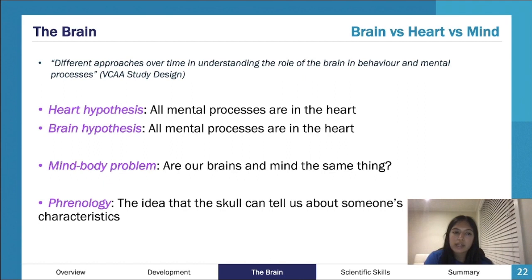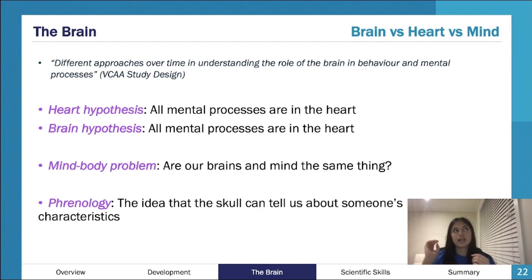So we're looking at our study design dot point here: different approaches over time and understanding the role of the brain. We're looking at some of these old approaches that may have seemed really good at the time, but now that we know a bit more about the brain, they're a little bit interesting. So the heart hypothesis and the brain hypothesis was this sort of debate: is the heart the center of thinking, or is the brain the center of thinking? And then that leads to the mind-body thing.